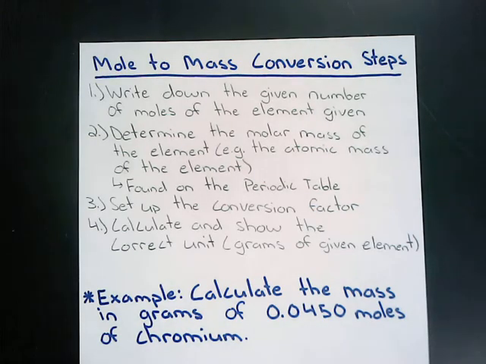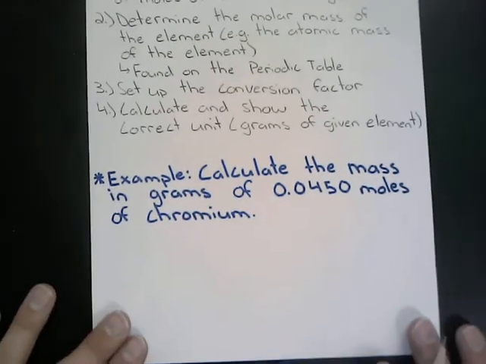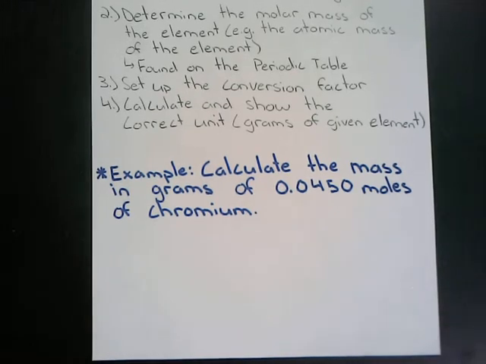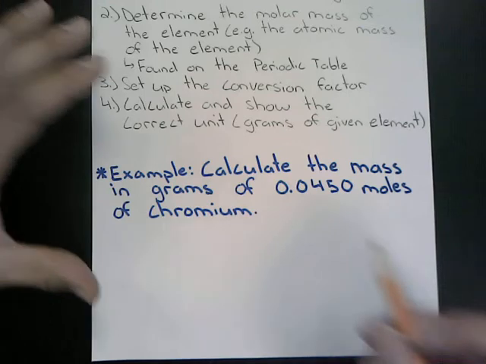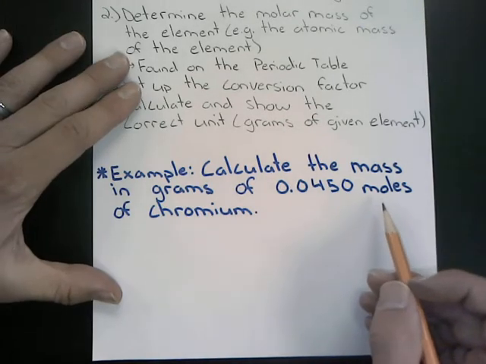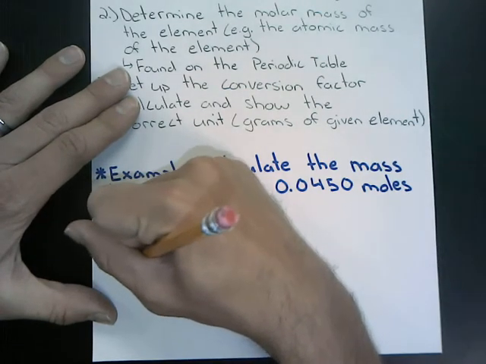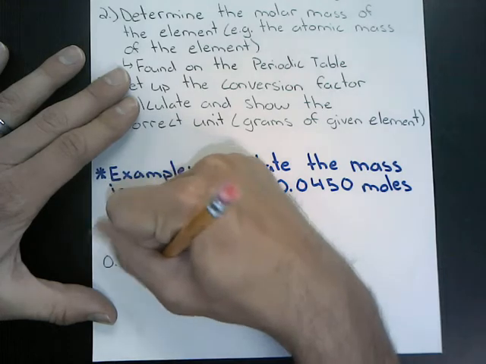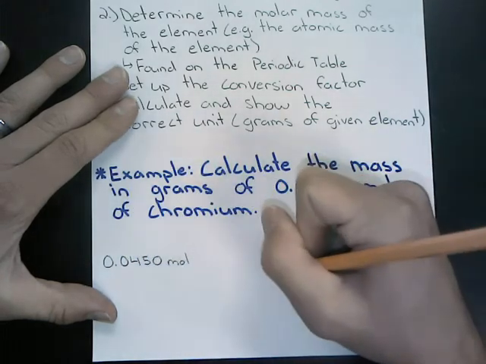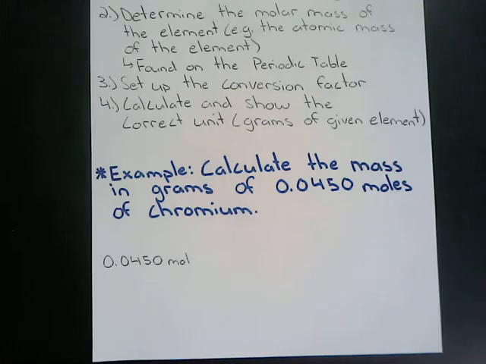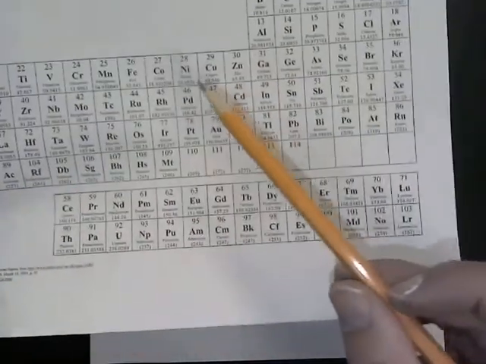All right, so let's go ahead and try these steps out on our example below. So we want to calculate the mass in grams of 0.045 moles of chromium. So the first thing, the easiest thing that we can do is we can write down what is given. Now we are given 0.0450 moles of chromium.